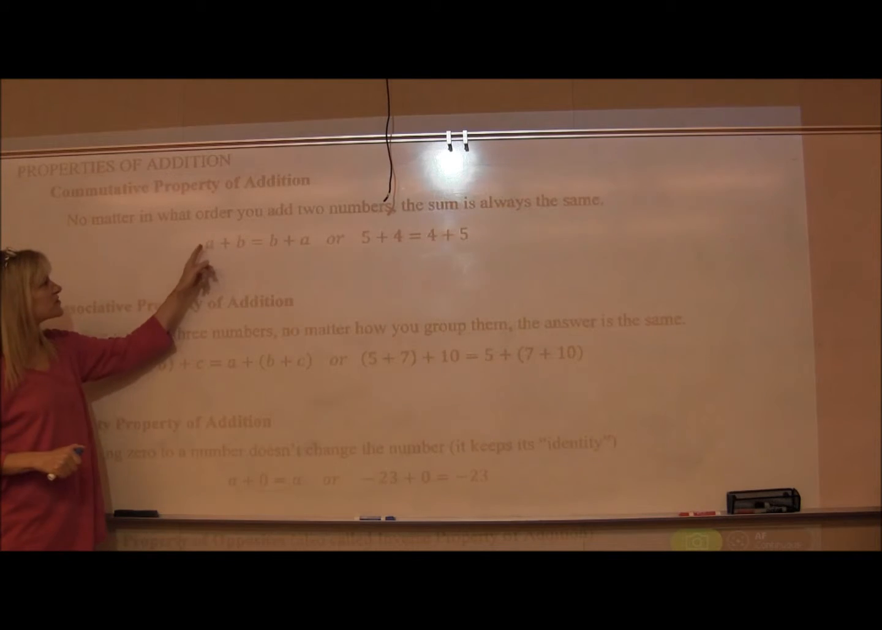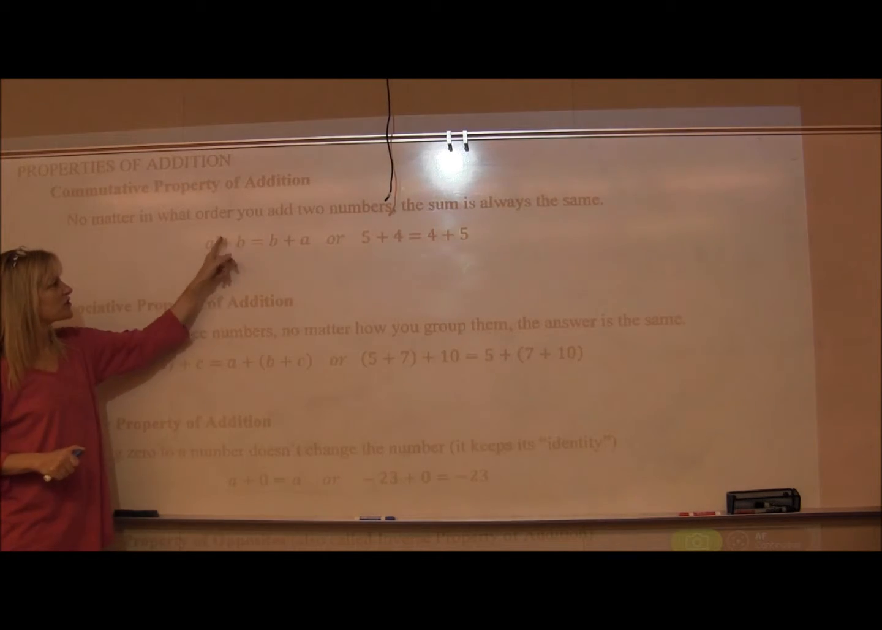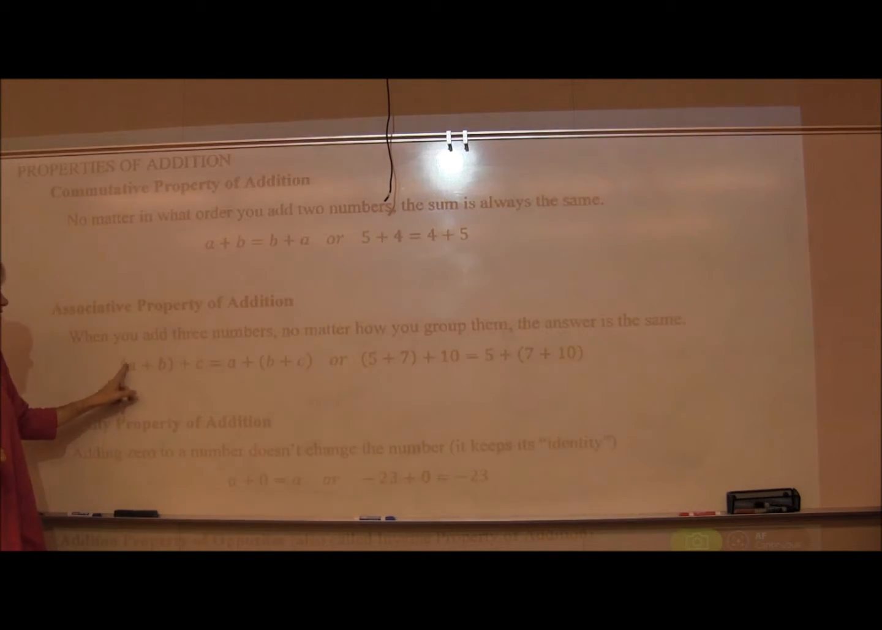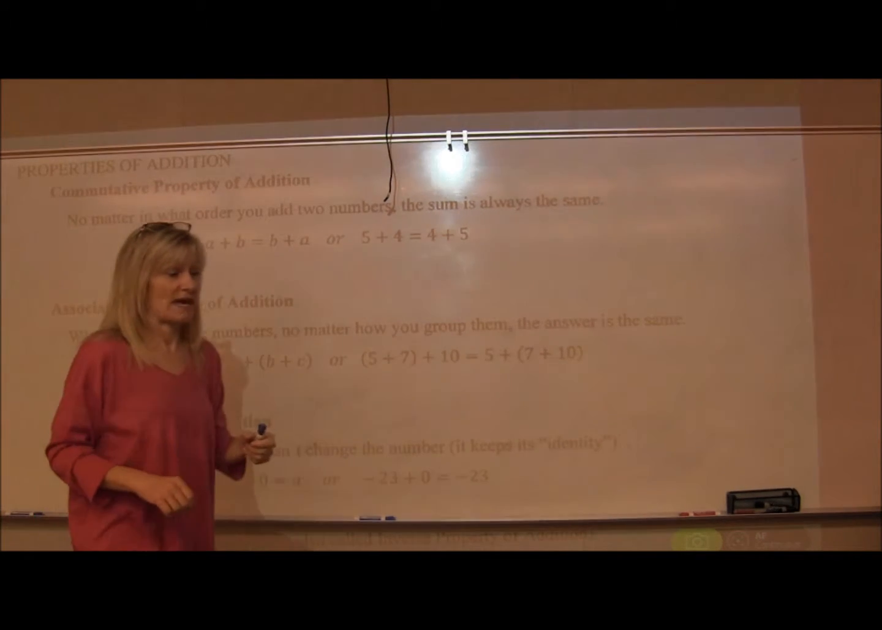In this one, you're moving the terms. The terms are trading places. In this one, it's the parentheses that are moving. So whatever it takes to help you remember the difference between associative and commutative, try to come up with a trick to remember if you're having trouble with that.